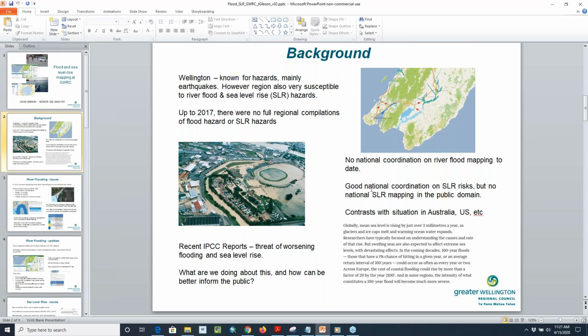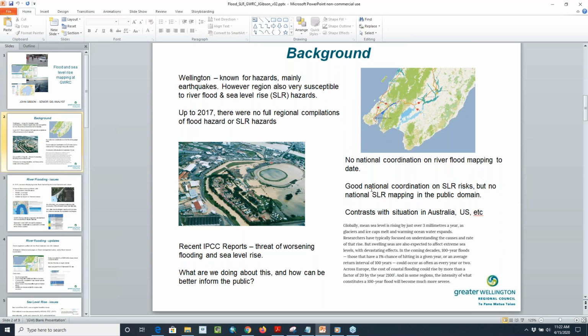Up till about 2017, there were no full regional compilations of data on flood hazard or sea level rise hazard. On the topic of river flood mapping, there's been no national coordination to date that I'm aware of. In contrast, there's been good national coordination on sea level rise risks, but no agency has attempted national sea level rise mapping on a standardized basis yet. That's in contrast to Australia, the United States, and some European countries, where the entire coast of the country is covered by interactive sea level rise hazard viewers.